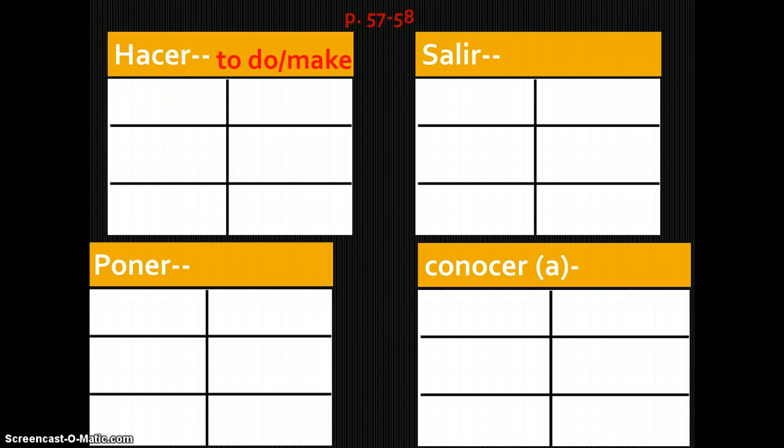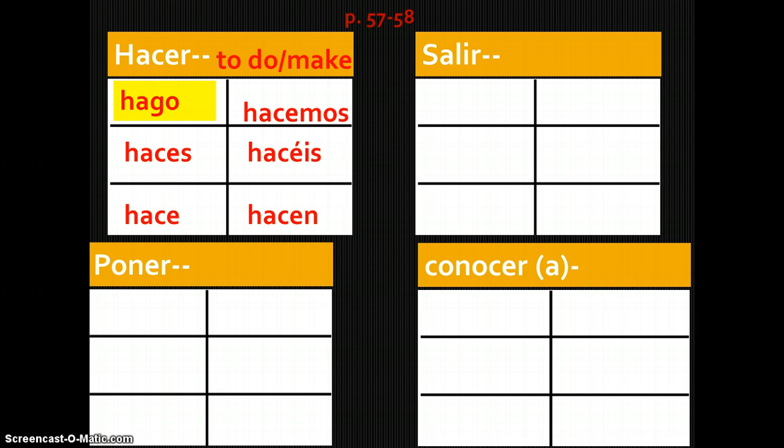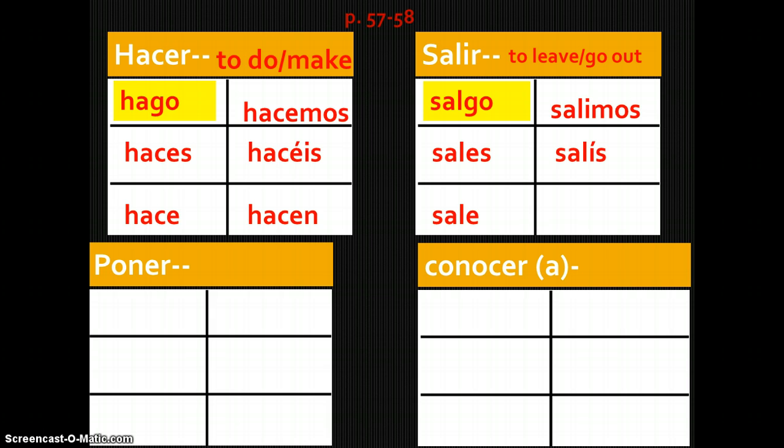Hacer means to do or to make. Yo hago, tú haces, hace, hacemos, hacéis, and hacen. Again, it's only irregular in the yo. Salir means to leave or to go out. Salgo, sales, sale, salimos, salís, and salen. Again, the only unusual thing here is the yo.